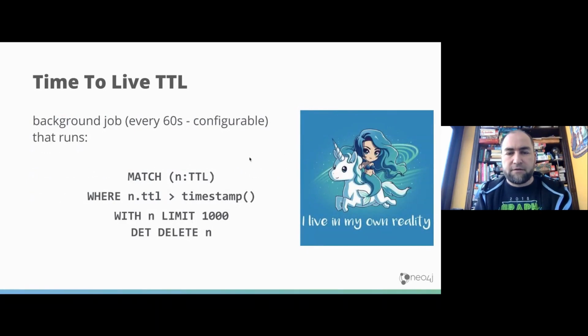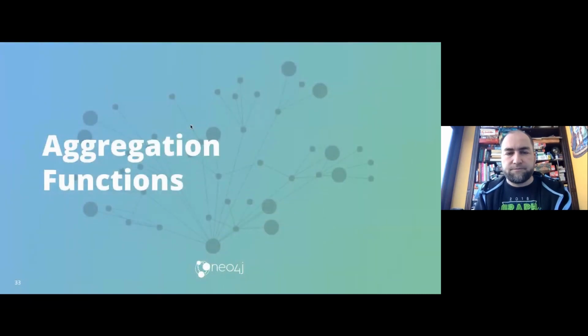So, it creates basically an index on TTL and runs this periodically and removes those nodes in batches every 60 seconds by default, and that's configurable.